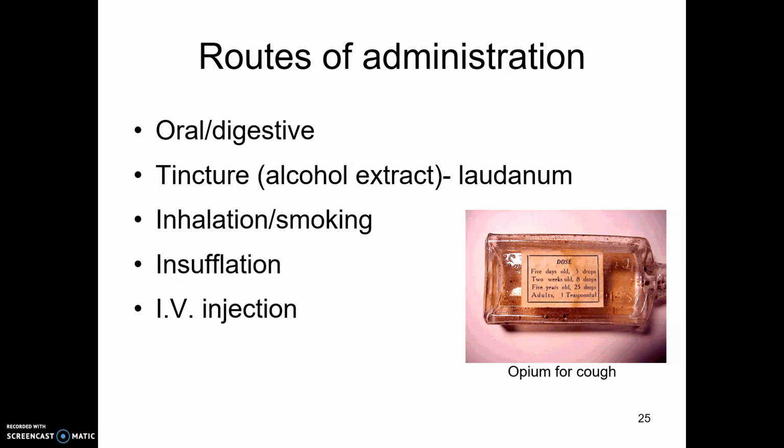Another way that people have tried to concentrate it is by making a tincture or an alcohol extract. So you combine alcohol and opium to develop something known as laudanum. This has been used and written about since the 16th century. It really isn't used that much today. Another form is inhalation by smoking opium. And then finally, it can be snorted in a powdered form or injected into veins.